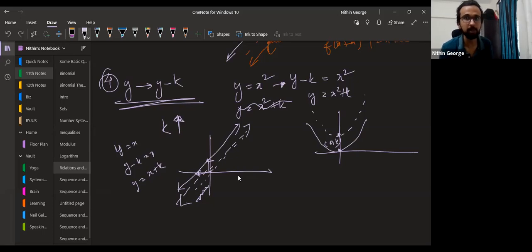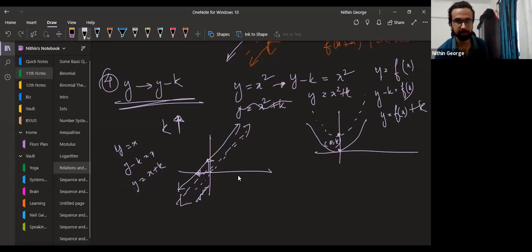Now, in case of this one, what is happening? You simply take the k to the other side. So y equal to f of x, you have whatever function it is. If you write y minus k equal to f of x, like change y to y minus k, y becomes simply f of x plus k. Okay, you add k to every point of f of x. That's the idea. Got it? So you're moving k units upwards.